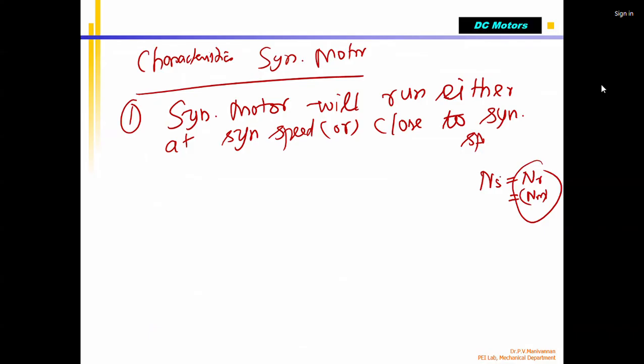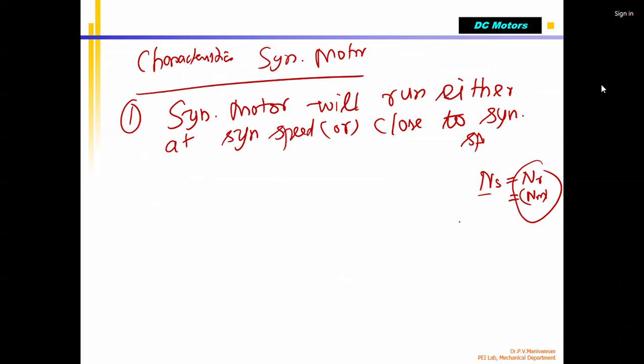These two will be equal in no load condition, with very little friction, correct? And in small motors where the inertia of the motor is low. The mass of the rotor decides, and also the low friction, good bearings, all those things. NS can equal NR, which is called rotor or motor speed.